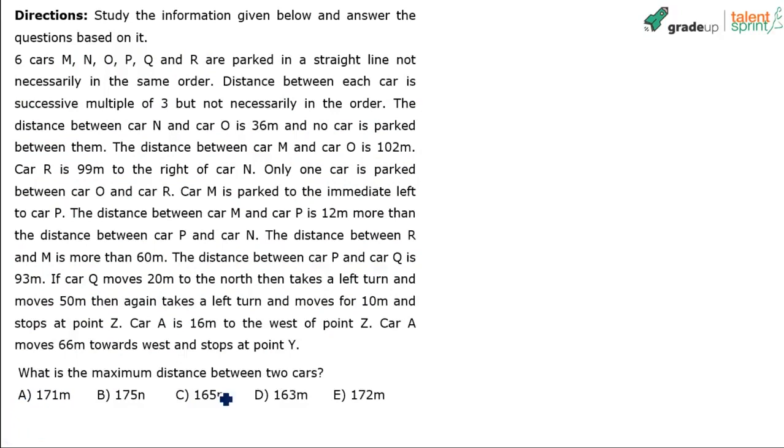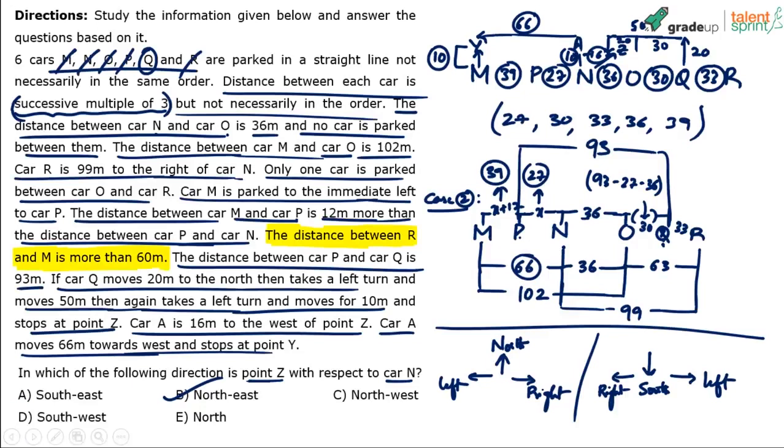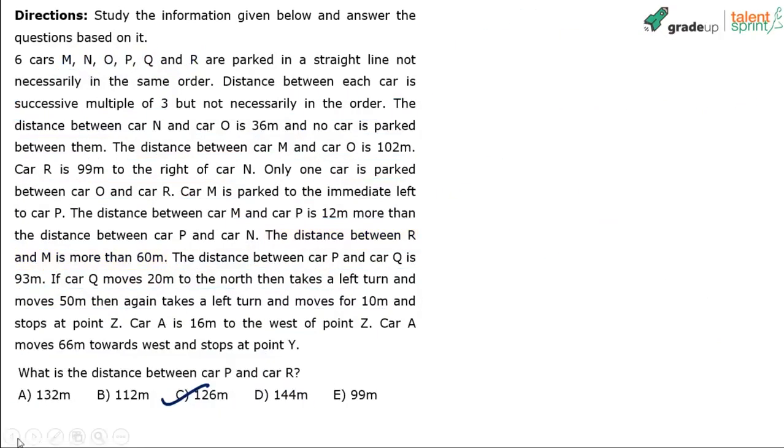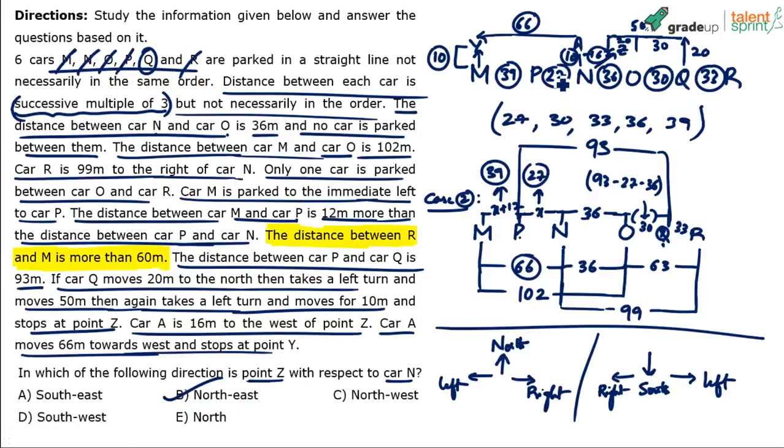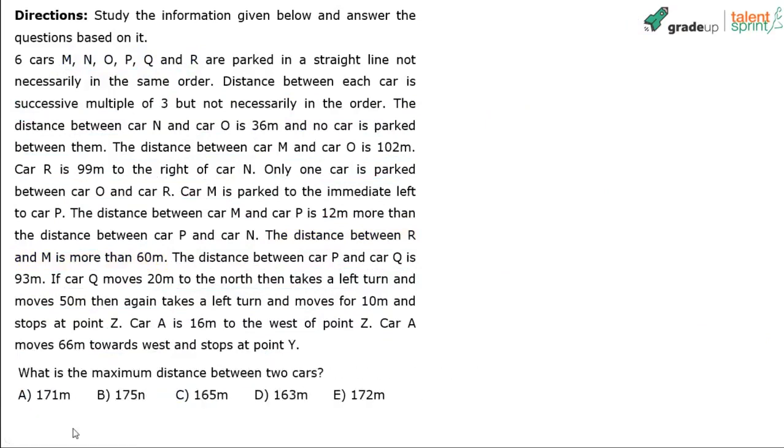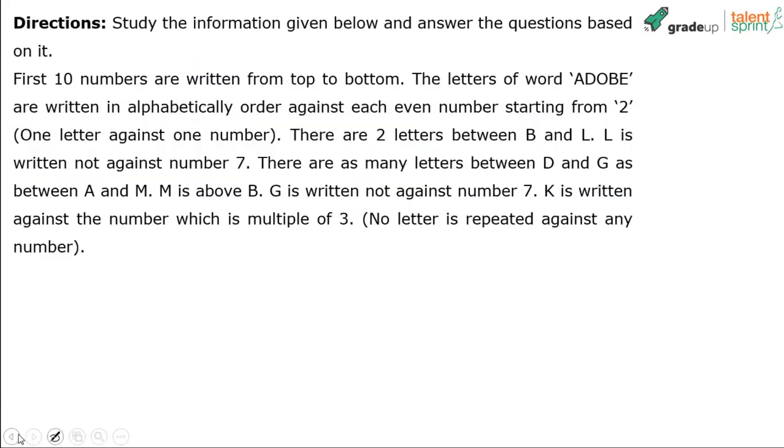Next question. What is the maximum distance between two cars? The maximum distance between two cars will be the distance between M and R. I think already between P and R we got 126. We want between M and R. So if this is 126, what should be the maximum distance? 126 plus 39. You have to add 39 also. So how much is 39 plus 126? 165. So 165 will be the answer, option C. And I think that is it.